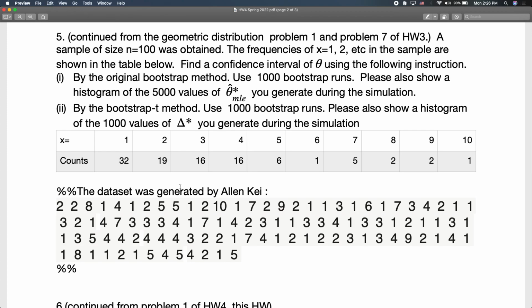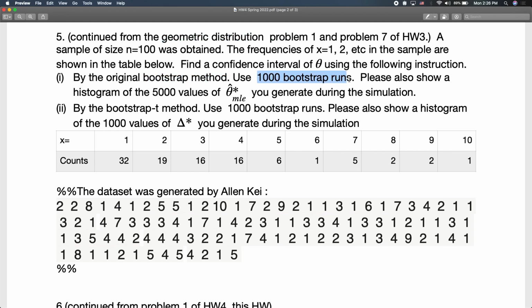Okay, question 5. We have a sample of 100 data points, and the frequency for each value is in this table. So we have 32 occurrences for 1, 19 occurrences for 2, etc. Then find the confidence interval for theta under the geometric distribution. This is problem 1 and 7 from homework 3. And then find the confidence interval using the bootstrap.